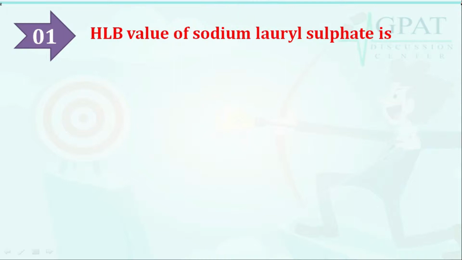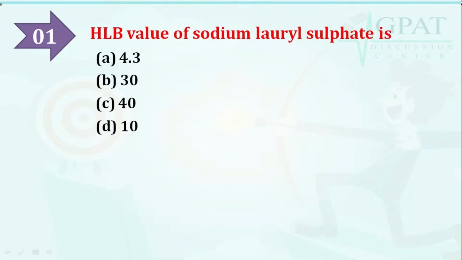So today in this video we are going to discuss some questions with their brief explanation. So here we have the first question: HLB value of sodium lauryl sulfate is, and the options are option A 4.3, option B 30, option C 40 and option D 10. So which is the HLB value of SLS, that is sodium lauryl sulfate? So the correct answer is 40. 40 is the HLB value of sodium lauryl sulfate.